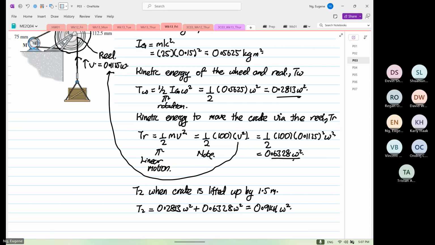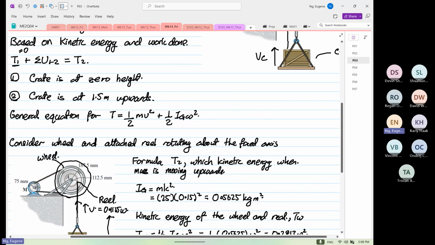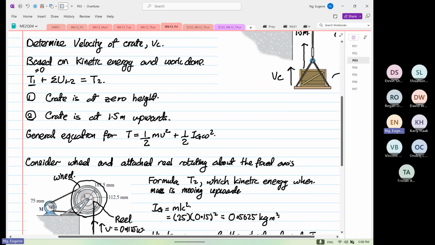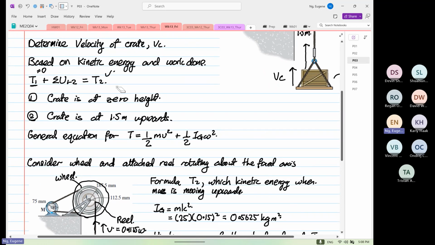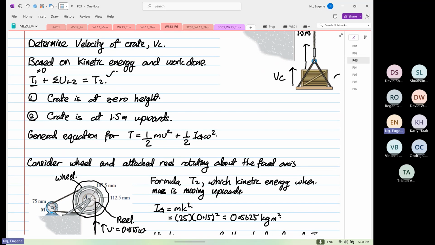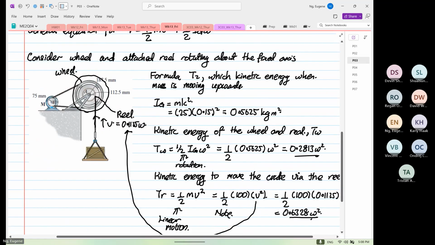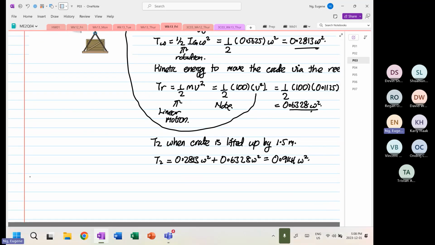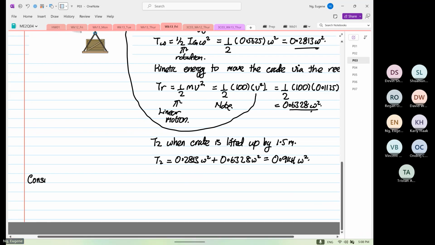Okay, so now we have finished calculating the kinetic energy. So coming back to this expression over here, the governing equation, we know what is what. For now, we know what is T2. Okay. So the next thing we are going to consider is what? The work done. Okay. We have to consider the work done. Okay. So next, we have to consider the work done.